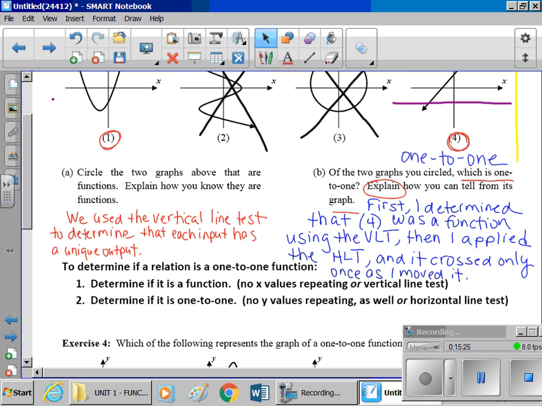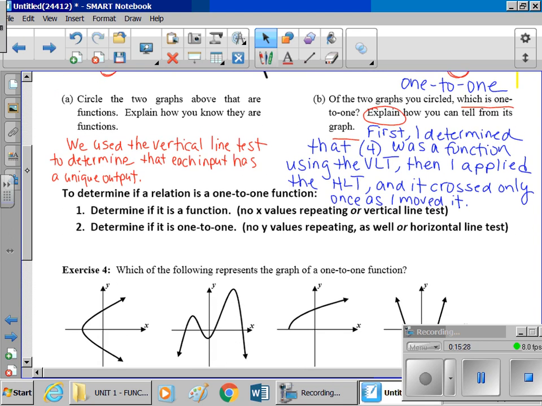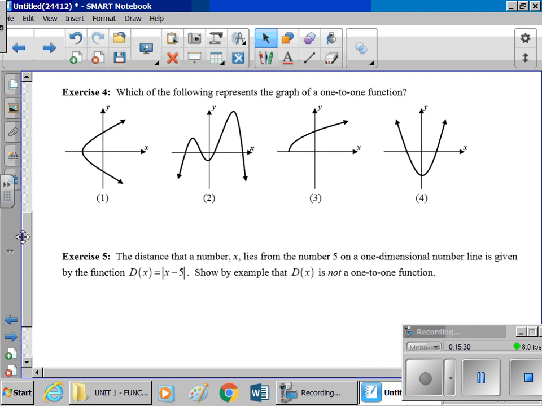Moving on to exercise 4. Which of these following represents a graph of a one-to-one function? This is simple. This is just a multiple choice question, no explanation needed. So this is where that vertical line and horizontal line test are perfect. So why don't you take a second and figure out which one is a one-to-one function?